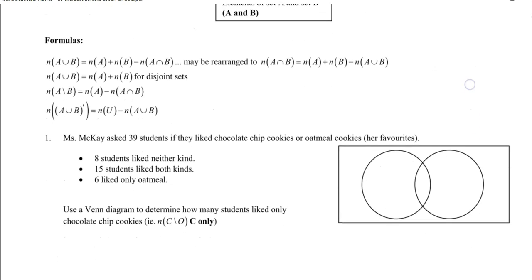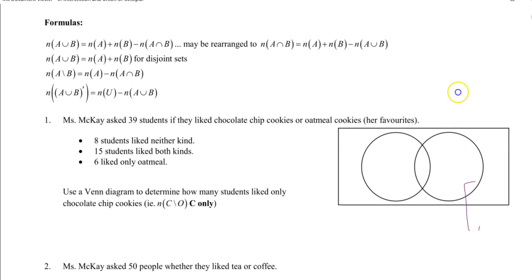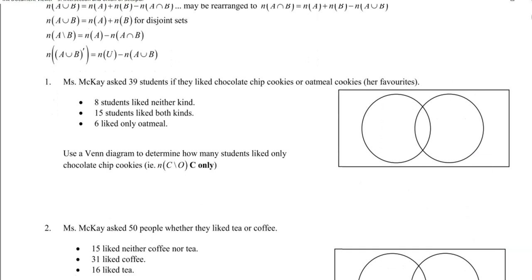So let's give that a shot. Ms. McKay asked 39 students if they like chocolate chip cookies or oatmeal cookies for favorites. 8 students like neither kind. Can we put the 8 anywhere? Where do they go? They go outside the circle. Now we should label this: there's chocolate chip, there's oatmeal. 15 students like both kinds. Can we put that in? Where does that go? Yeah, in the intersection.